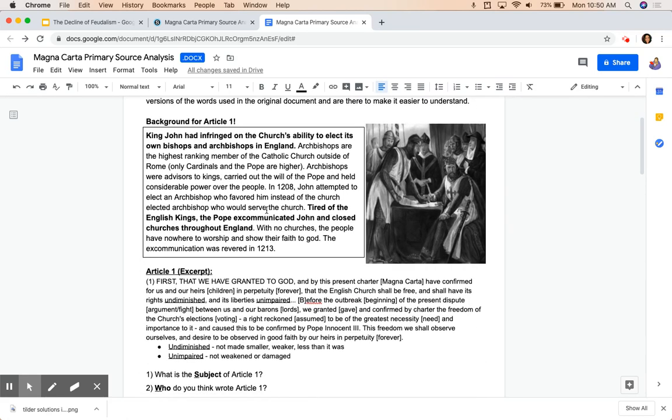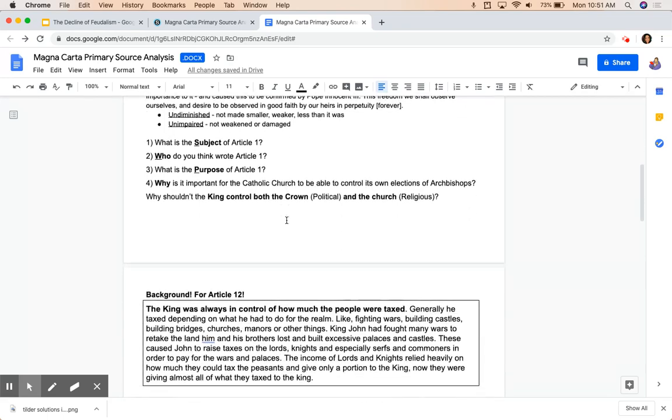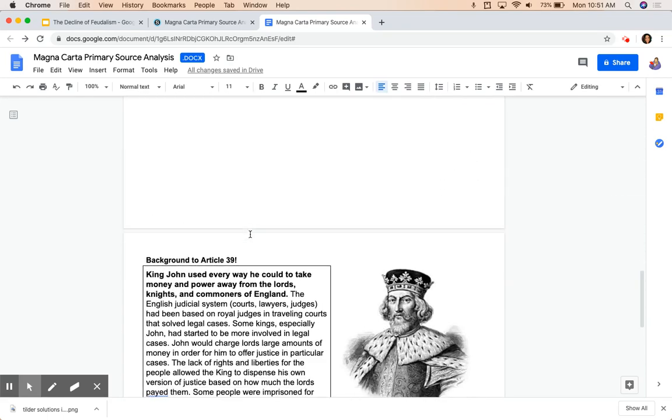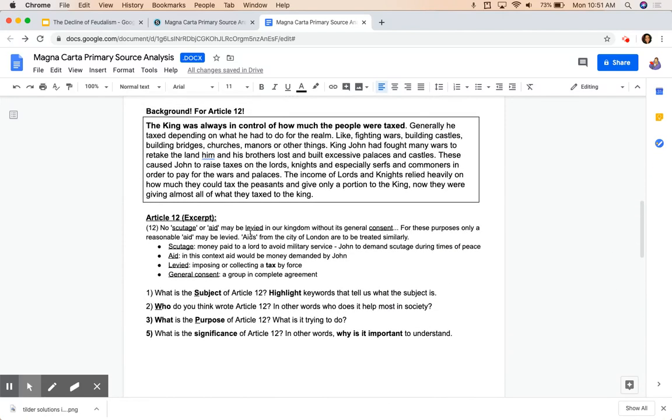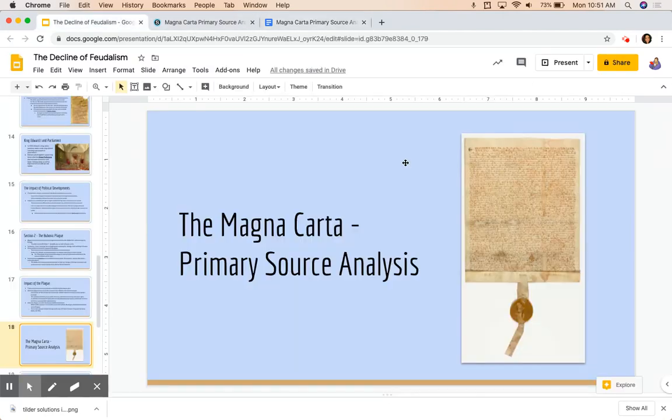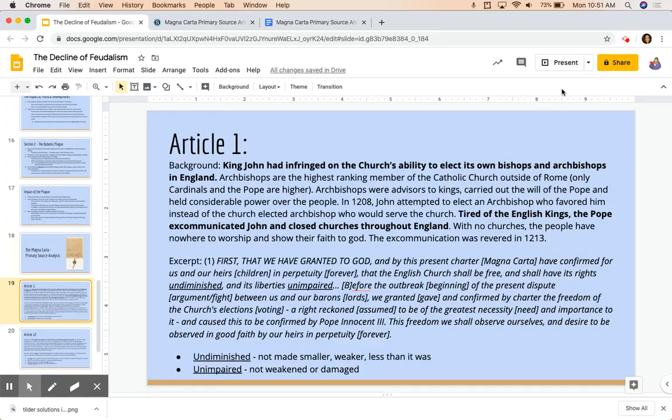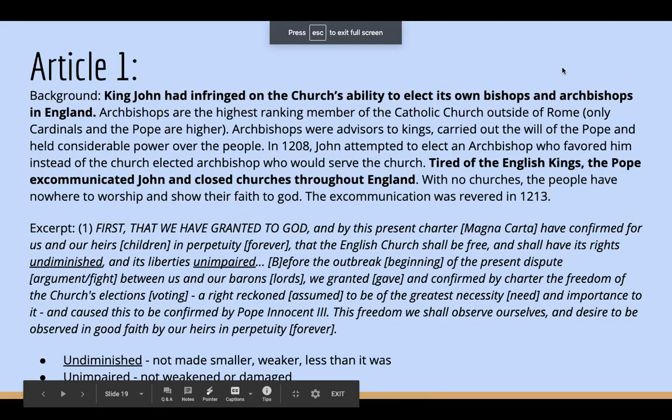So again, we are only looking at 3 articles. We are looking at Article 1, Article 12, and Article 39. So for each one of these articles, you have background information and you have the excerpt along with the 4 questions to go along with it. So we're going to start out by looking at Article 1.